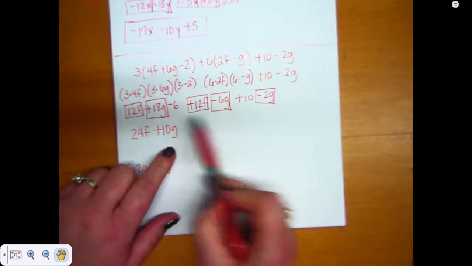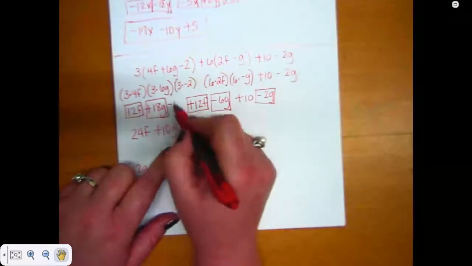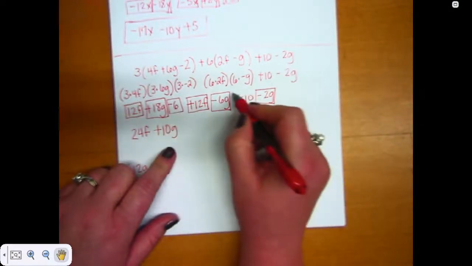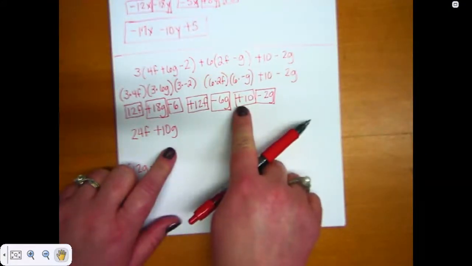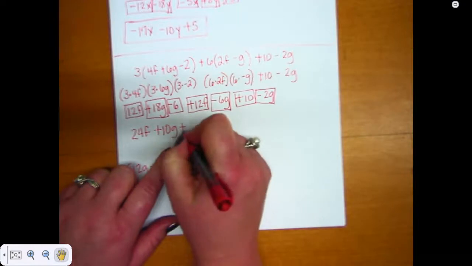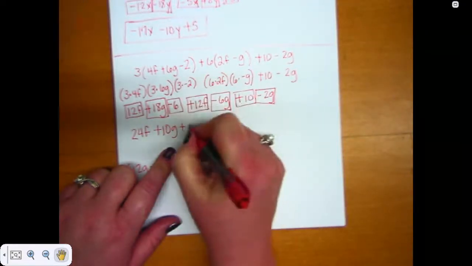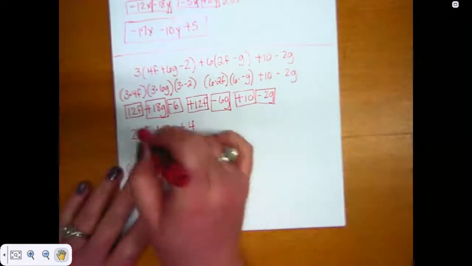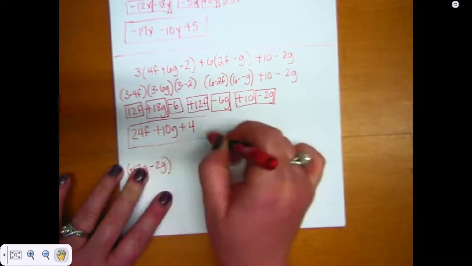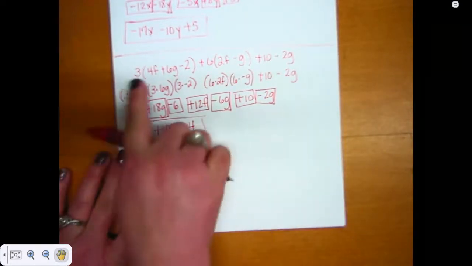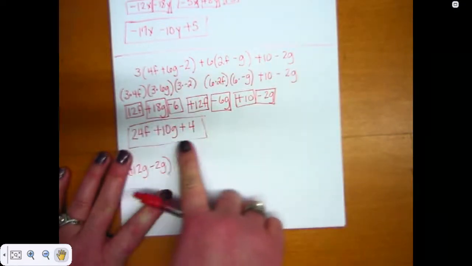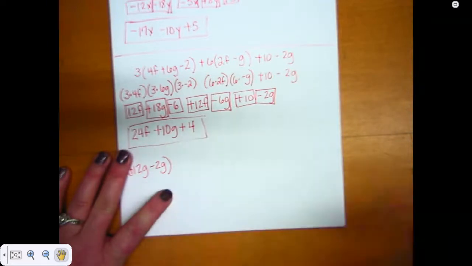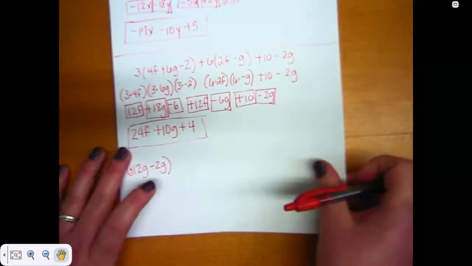Now I need to see, do I have any other like terms? And I do. I have negative 6 and positive 10. My signs are different, so I'm going to subtract and keep the sign of the largest absolute value, which is positive. So I'm going to put positive, and 10 minus 6 is 4. So this is equivalent to this long expression up here. We expanded it, and then we got it down to this simplified version here. Let's do another one.